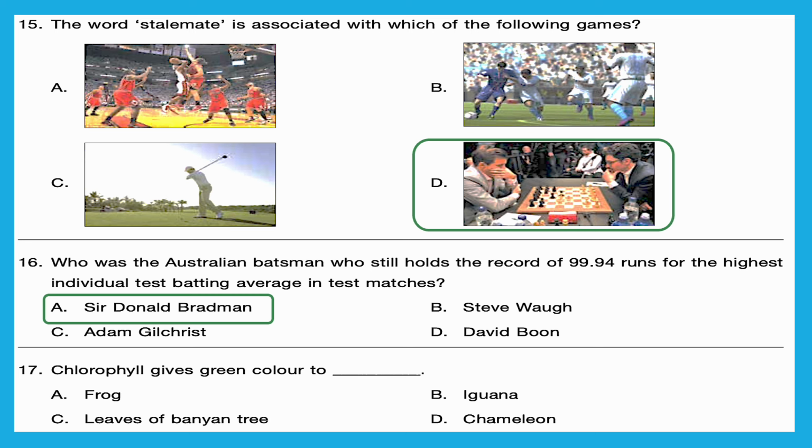Question 17. Chlorophyll gives green color to? That's the easy one. The right answer is option C, leaves of banyan tree. Chlorophyll is the natural compound present in green plants that gives them their color. It helps plants to absorb energy from the sun as they undergo the process of photosynthesis.